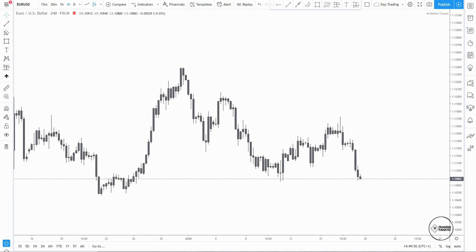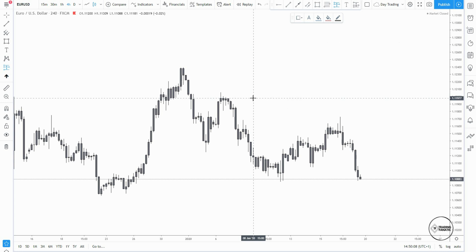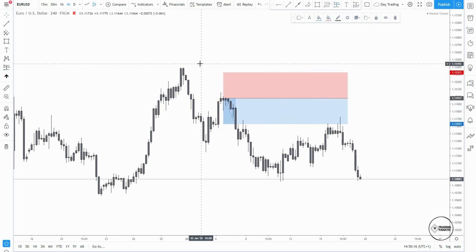Well, no, basically your entry point will determine your stop loss and your take profit and overall your risk to reward ratio. If you don't know what risk to reward ratio is, make sure I have a video on this. It's called the Holy Grail of Trading, I believe. Go check it out.